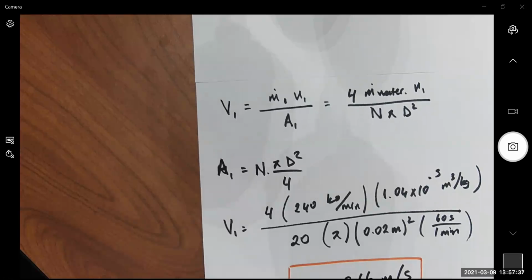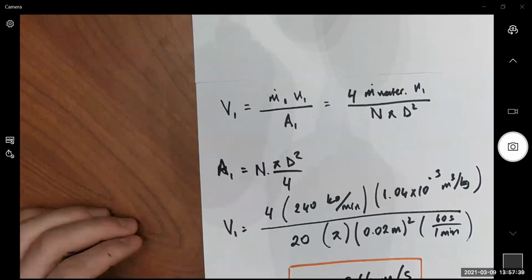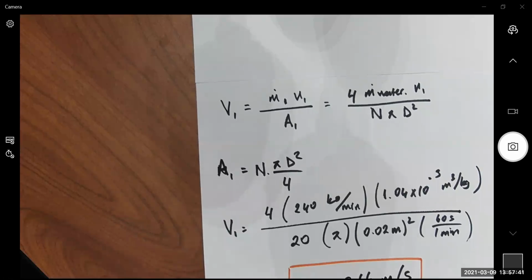What was the velocity on the air side? It's 25 meters per second. So how slow on the water side? 0.266 meters per second, not even 1 meter per second. Why? Because water removes way more heat than air. I need to run it slowly, and mass flow rate will be way less than the air side. Okay. Any questions on this?